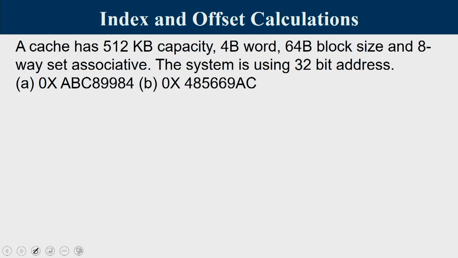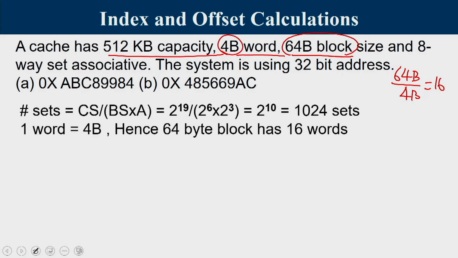So, these are the details that have been given. It is a 512 KB cache with 4 byte word and 64 byte block. If it has 64 byte blocks, and if you divide it into 4 bytes, then there are 16 words that get stored in one block. It is 8-way associative. So, the first one is the number of sets, same as in the previous question, equal to cache size divided by block size times associativity.